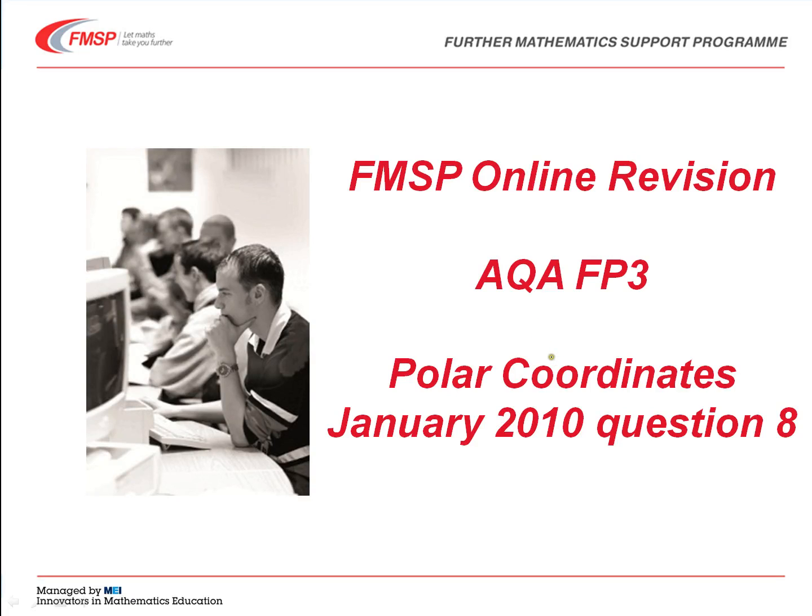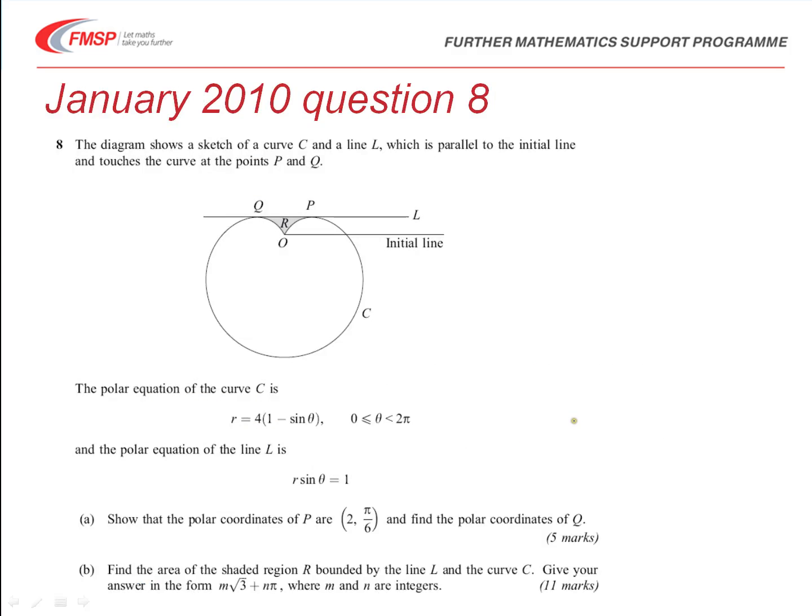Well, welcome to this online revision session for AQA FP3, in which we're looking at the January 2010 question 8 on polar coordinates. You can see we're given here the polar equation of the curve r equals 4 times (1 minus sine theta), between 0 and 2 pi. And we also have this line L drawn across, which is the line r sine theta equals 1.